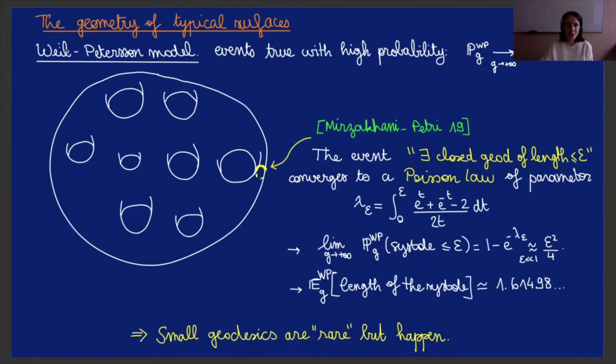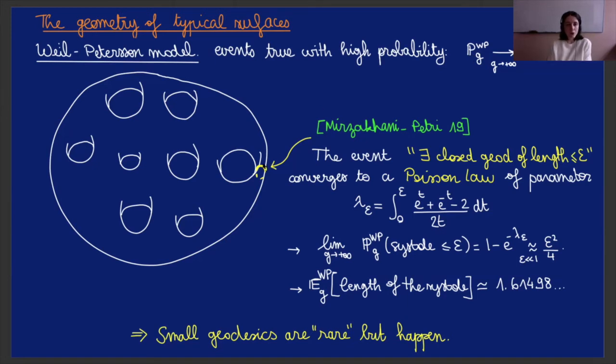So the events I'm going to talk about are events true with high probability. So their probability is going to 1 as the genus g goes to infinity. It's not almost sure, therefore, it's weaker than almost surely. They become more and more likely when the genus g goes to infinity.